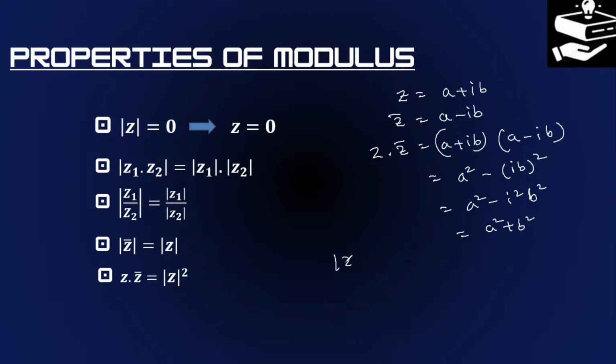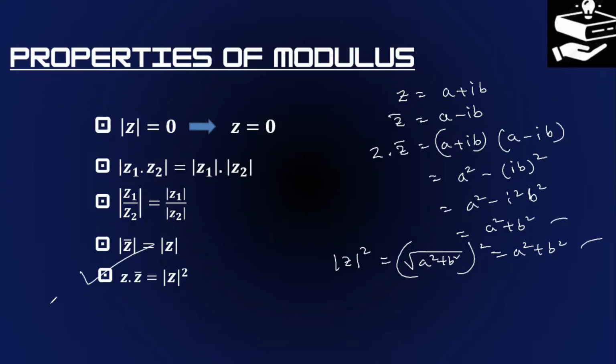And mod z whole square is nothing but root over a square plus b square, whole square, which is equal to a square plus b square again. So LHS is equal to RHS. So this is also proved. Clear? Let's move on to the final one.